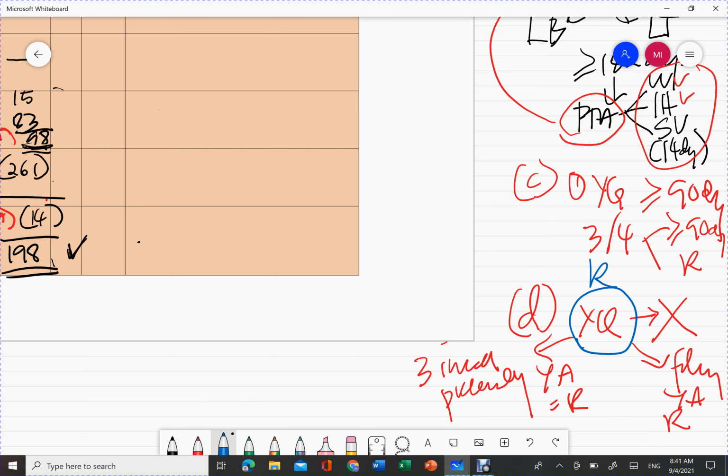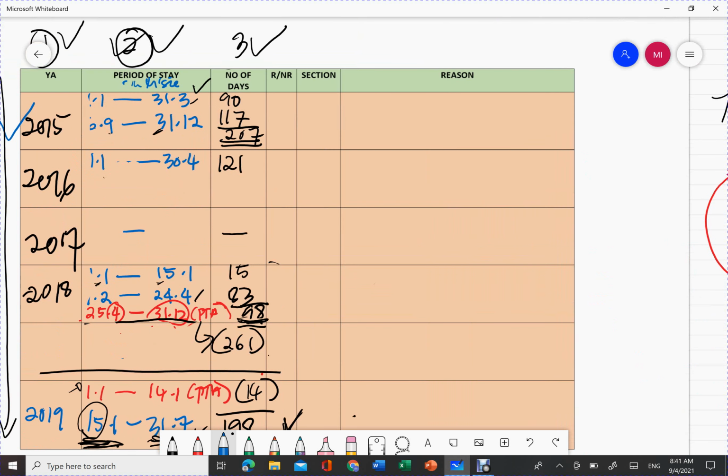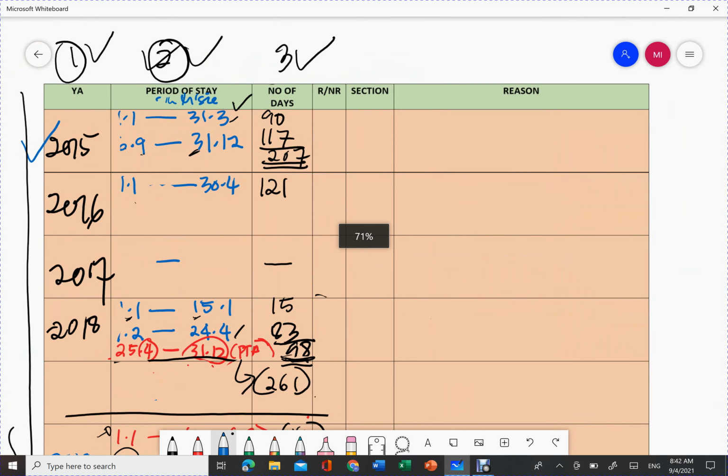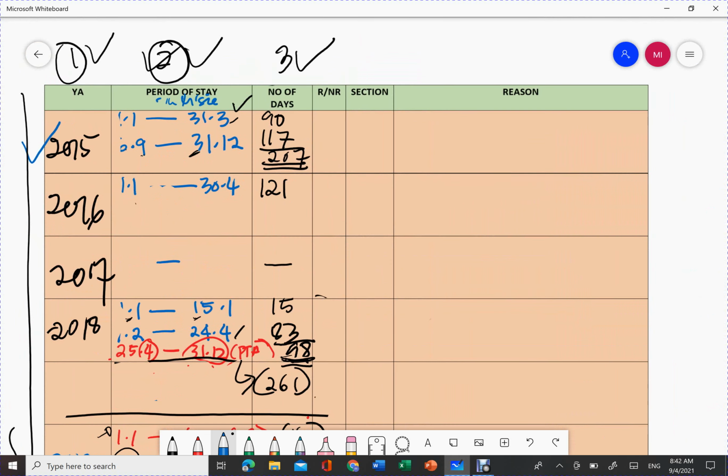So now we are going to try to answer this question. First of all, let us look at year 2015. For the year of 2015, Mr. Takinueshi was in Malaysia for 207 days. So it makes him a resident by virtue of section 7(1)(a). We are going to apply section 7(1)(a) first for all years. Then, what is the reason?